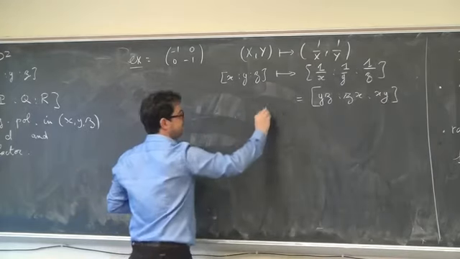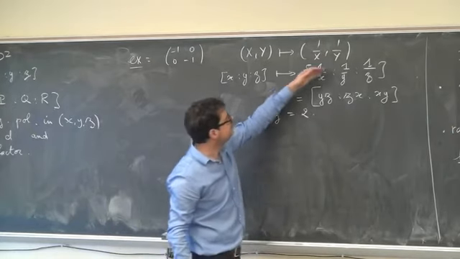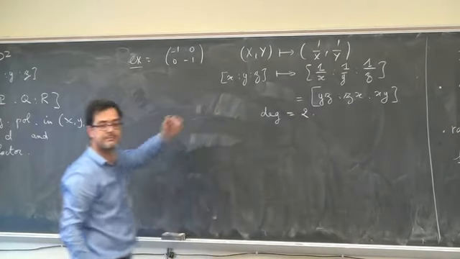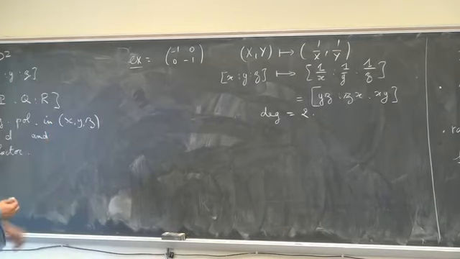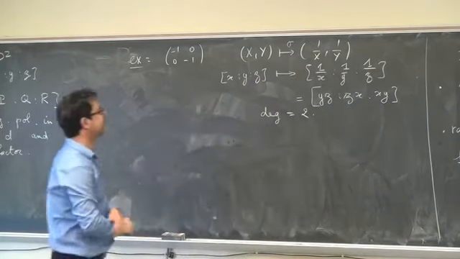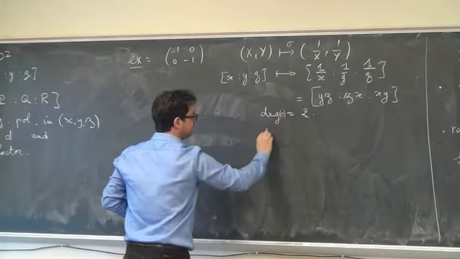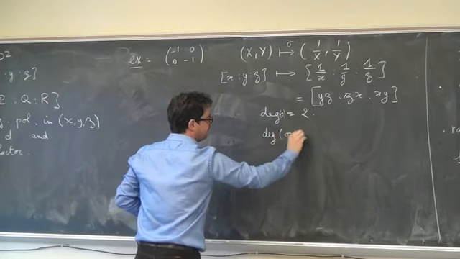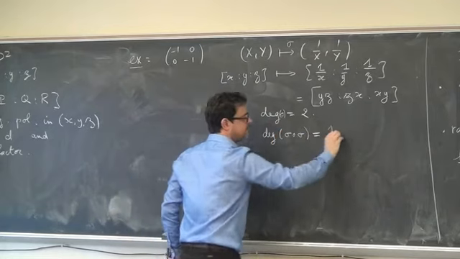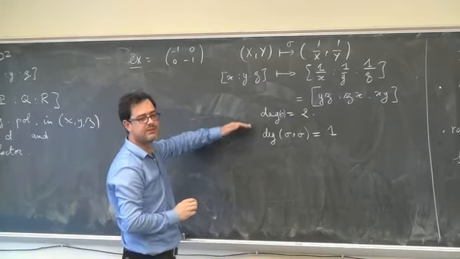And now the degree is 2. Geometrically, if you pull back a line, you get a conic. You see, it's an involution, this transformation sigma. So the degree of sigma composed with sigma is 1, since it's the identity. So the degree is not multiplicative.